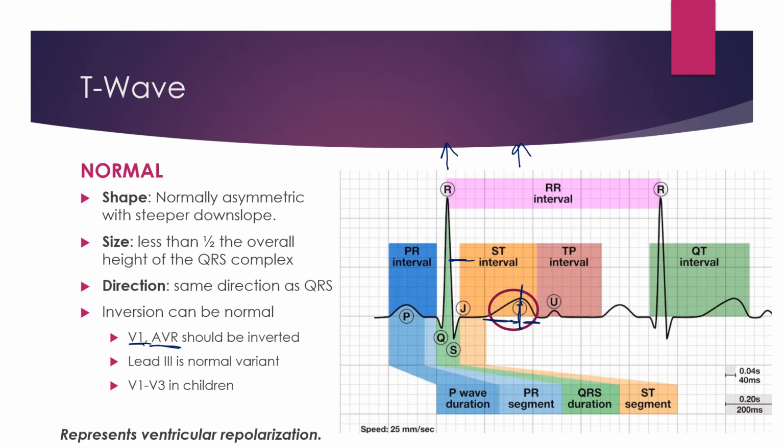Isolated T wave inversion in lead 3 is considered a normal variant. Okay, so just know that. And then in leads V1 through V3 in children, it's called a juvenile T wave pattern. It can be normal for them to have inverted T waves. You know this already, but your T waves represent ventricular repolarization.